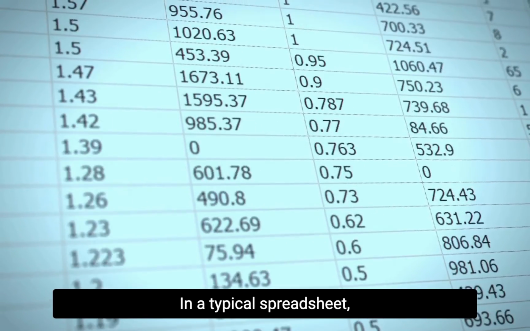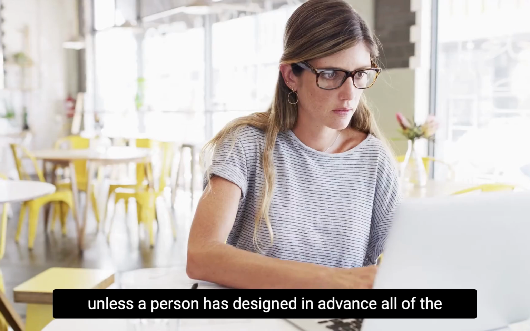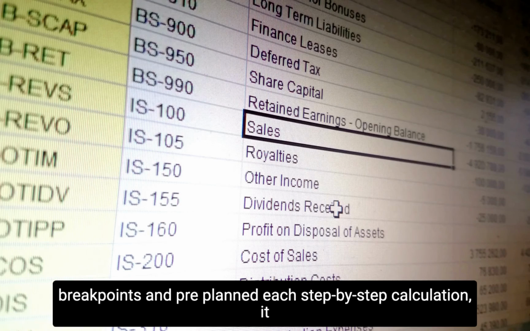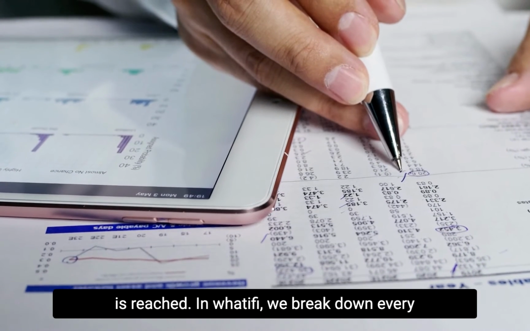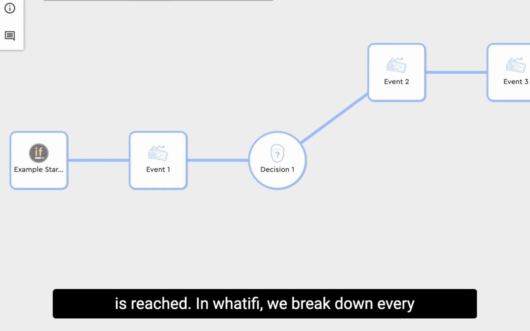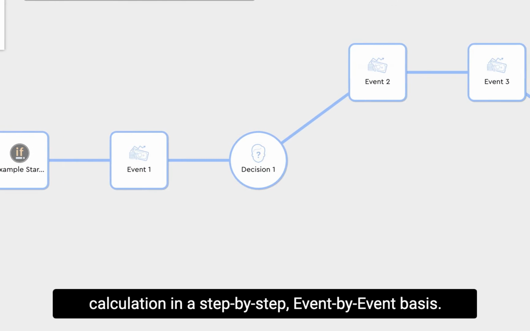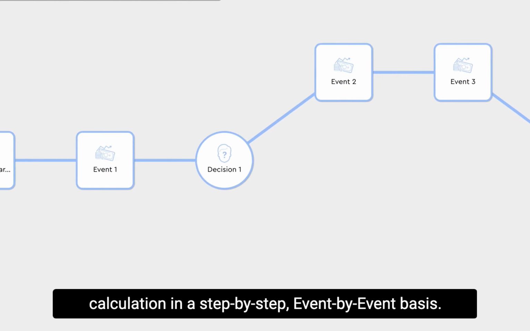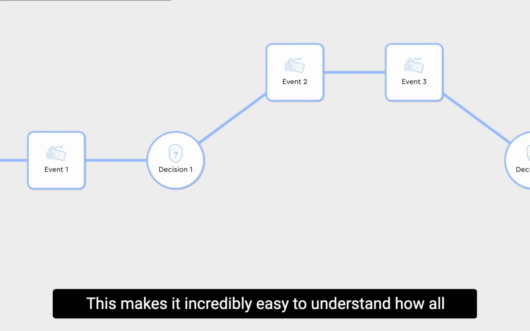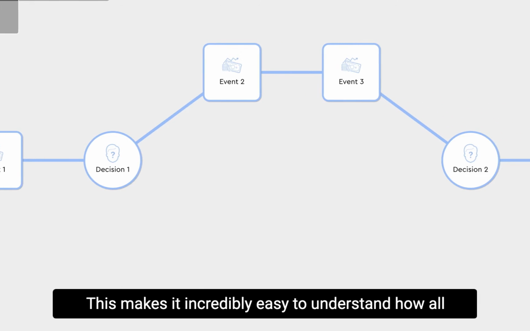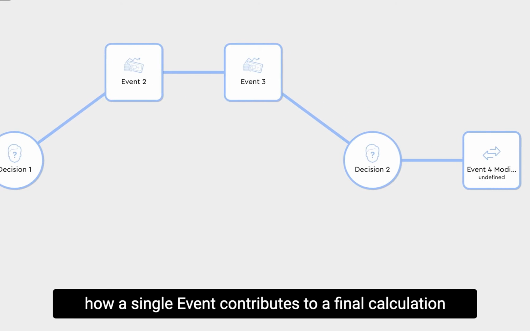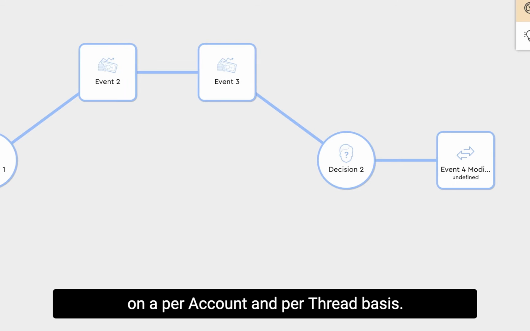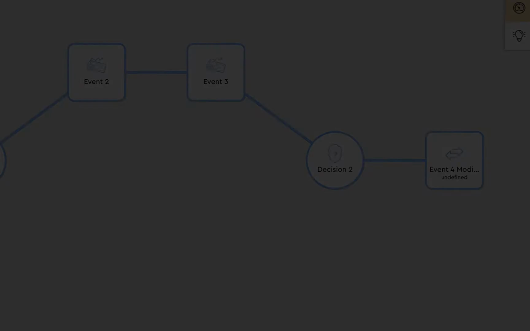In a typical spreadsheet, unless a person has designed in advance all of the breakpoints and pre-planned each step-by-step calculation, it can be incredibly hard to understand how a financial calculation is reached. In whatifi, we break down every calculation on a step-by-step, event-by-event basis. This makes it incredibly easy to understand how all of these events contribute to the overall calculation and how a single event contributes to a final calculation on a per account and per thread basis.